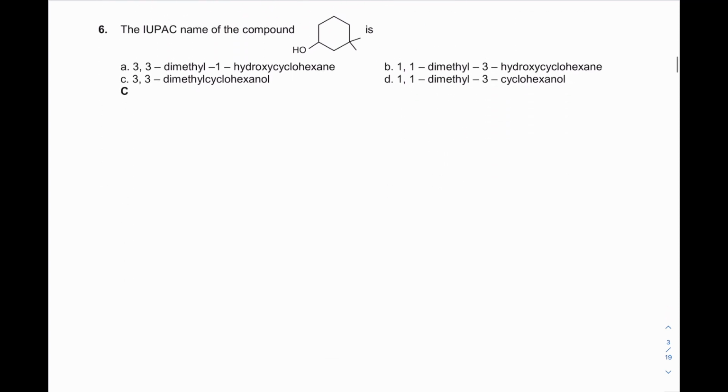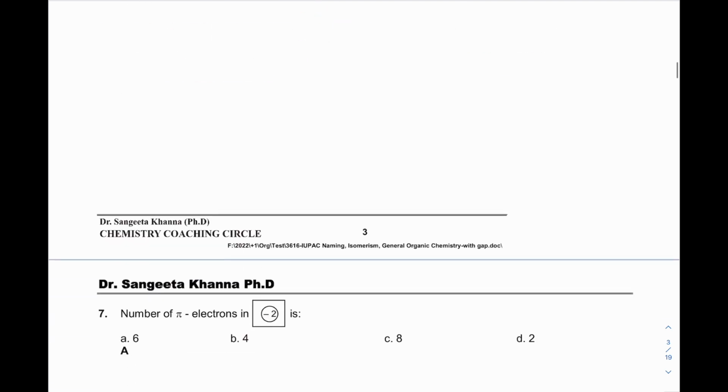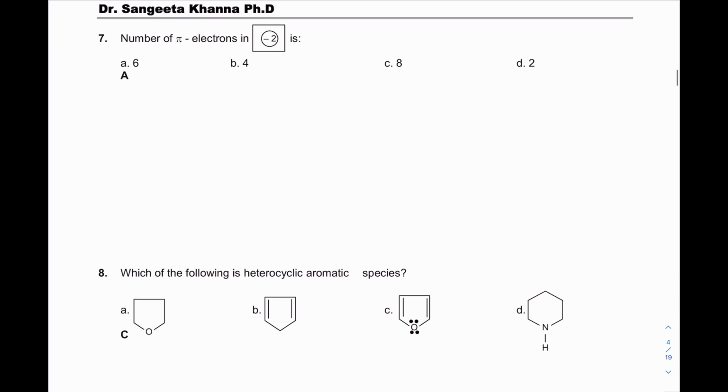Next is IUPAC name. Start with the functional group. Proceed towards the side chain. So it is 3,3-dimethyl cyclohexanol. It is C. Next, number of pi electrons. There are 6 pi electrons, so it is A.